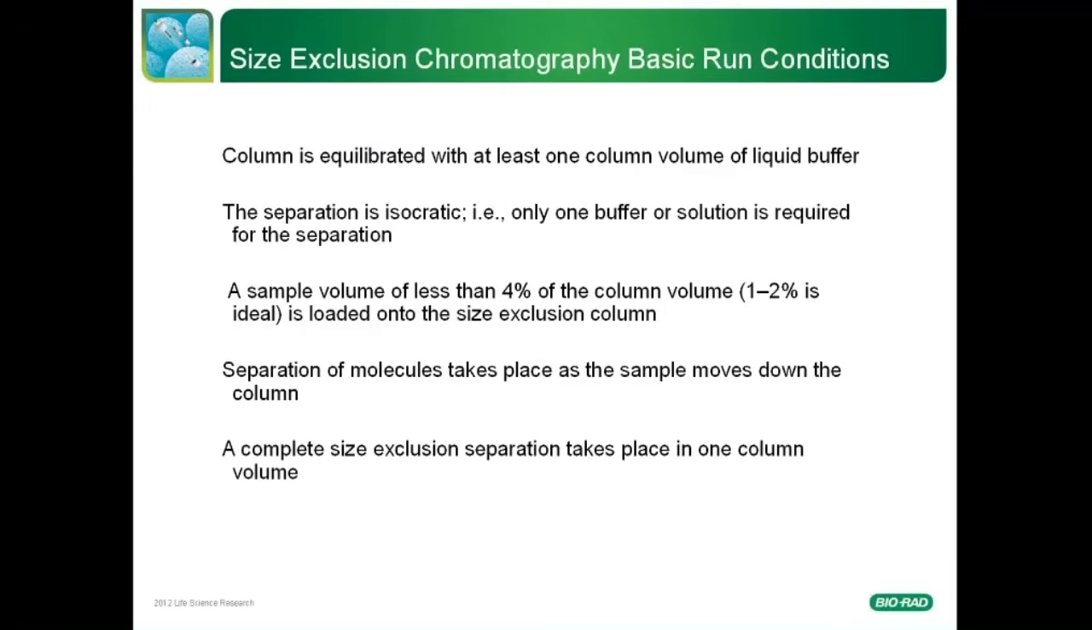Size exclusion chromatography basic run conditions. Initially, the column is equilibrated with at least one column volume of liquid buffer. Separation is isocratic. Only one buffer solution is required for separation, which makes it a very easy and straightforward technique. A sample volume of less than 4% of the column volume, or 1 to 2%, is ideal and is loaded onto the size exclusion column. Separation of molecules takes place as the sample moves down the column. A complete size exclusion separation takes place in one column volume.